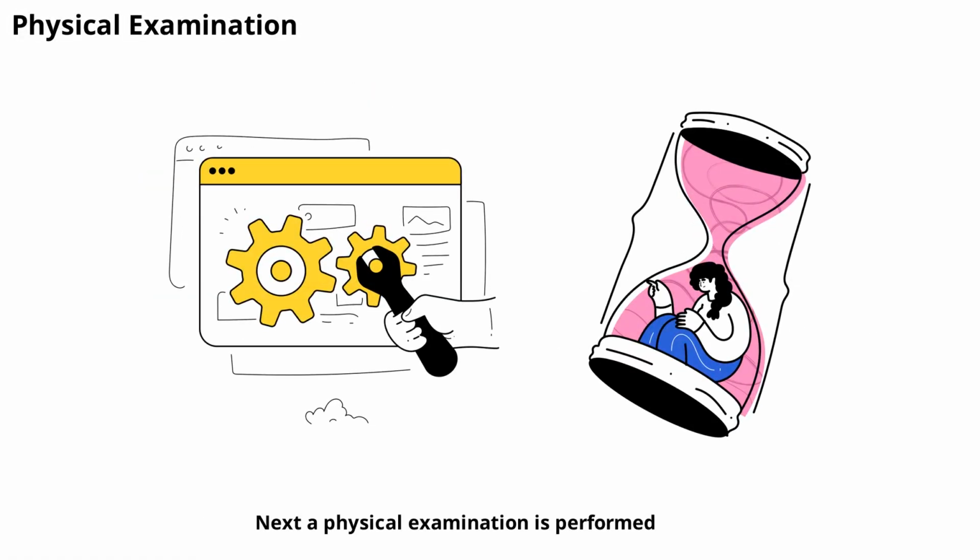Next, a physical examination is performed. The doctor will gently examine your abdomen and pelvic area to check for tenderness or abnormalities. In women, a pelvic exam may be done to rule out gynecological issues, while in men, a prostate exam might be included. This hands-on assessment helps identify any physical signs that could point to other causes of your symptoms, ensuring that nothing is overlooked in the diagnostic process.